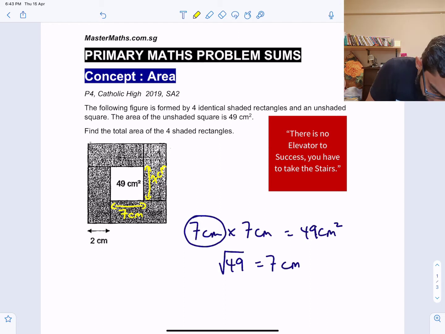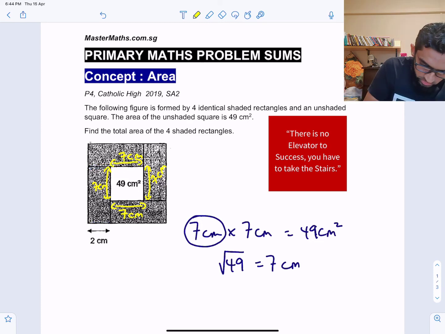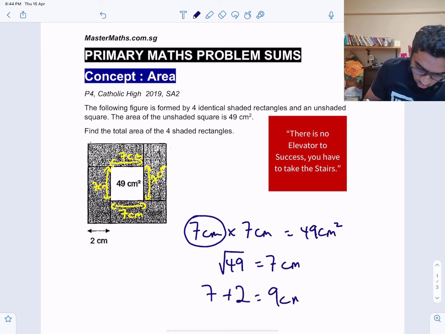If that is 7 cm, put 7 cm on all 4 sides of the square. And you will realize something. This section here, yes, it is 7 cm. But if you add this, which we know as 2 cm, you actually get the length of one rectangle. So 7 plus 2, 9 centimeters. So where's 9 centimeters? It is actually this section here. And the breadth of this rectangle is the same as this 2 cm.